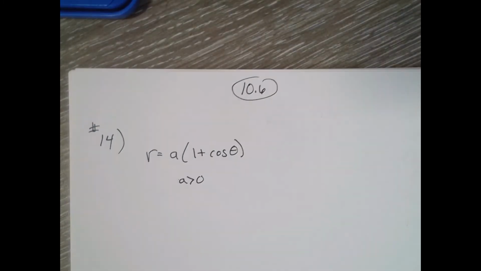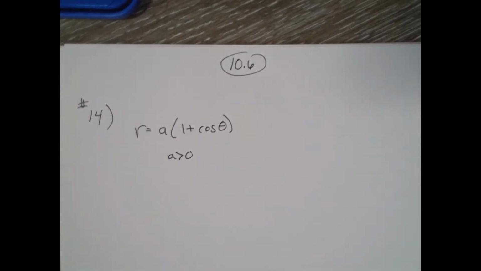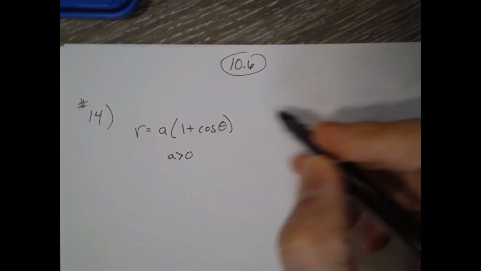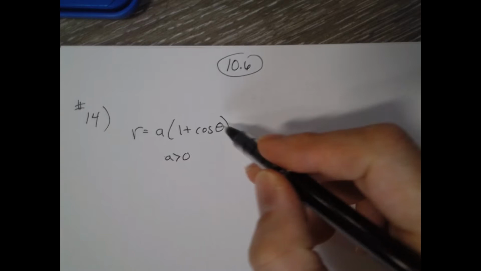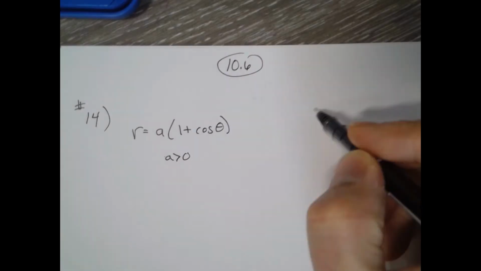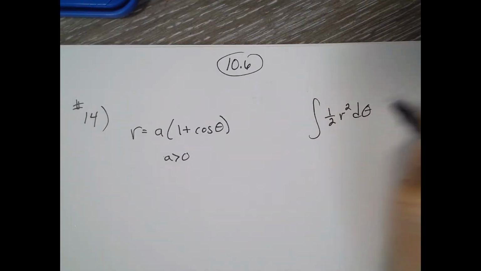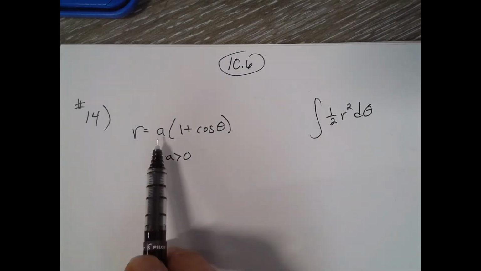Alright, we got 10.6, number 14. We're supposed to find the area of the region. So, area of the region for polar is the integral of 1/2 r squared d theta. So, we need to figure out our boundaries first of all. And I've got an a, that's a constant.